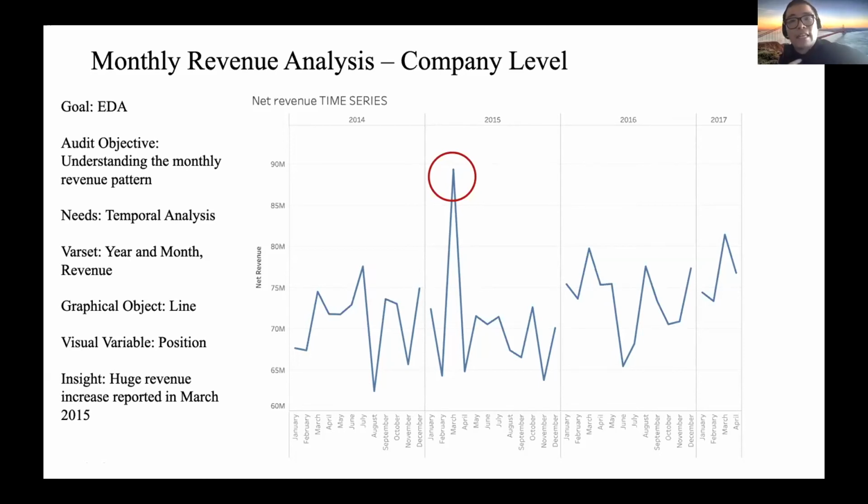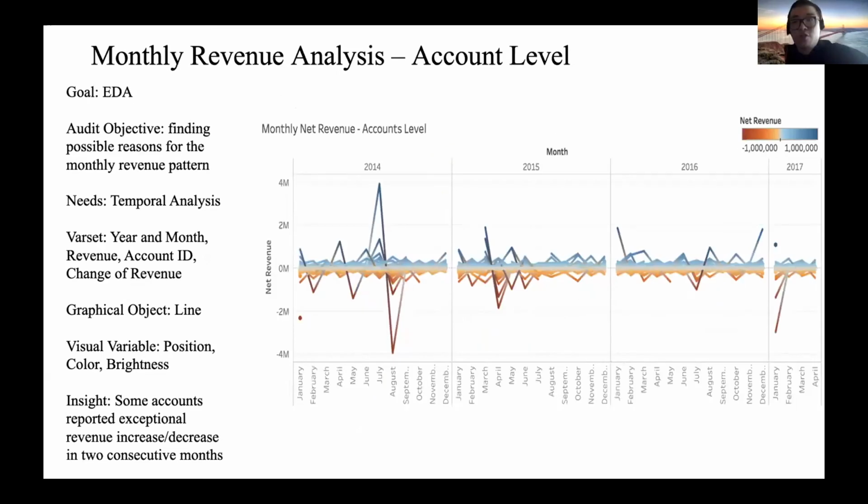Based on this insight, we modify our audit objective and we jump into another round of EDA process. Right now the audit objective is to find some possible reasons for those monthly revenue patterns. The way we did it is we drill down from the company-level aggregated revenue into the account-level, more detailed aggregated revenue. And we modified our variable sets. Right now we have account ID as our variable for mapping.